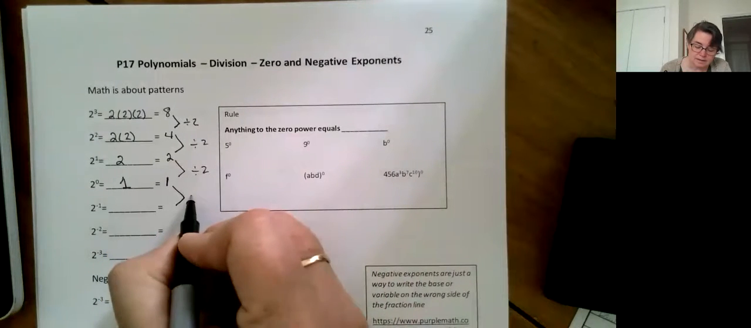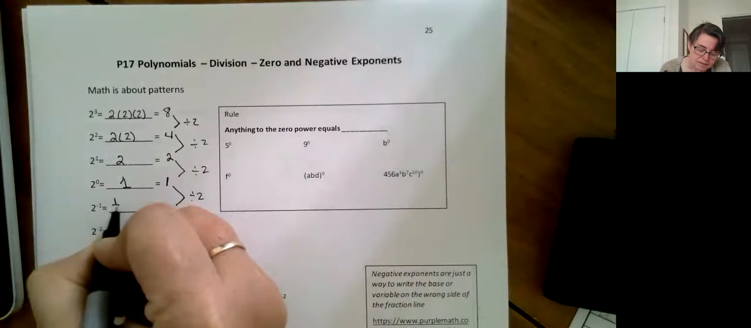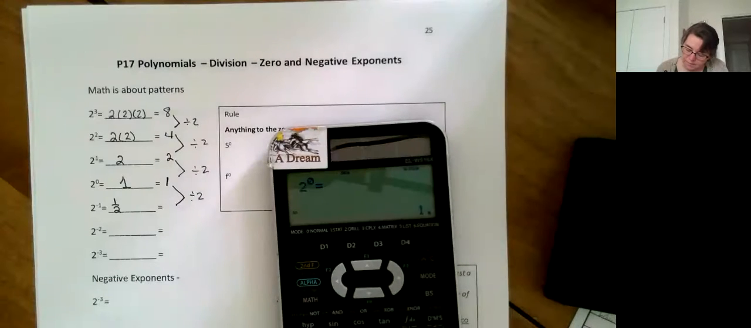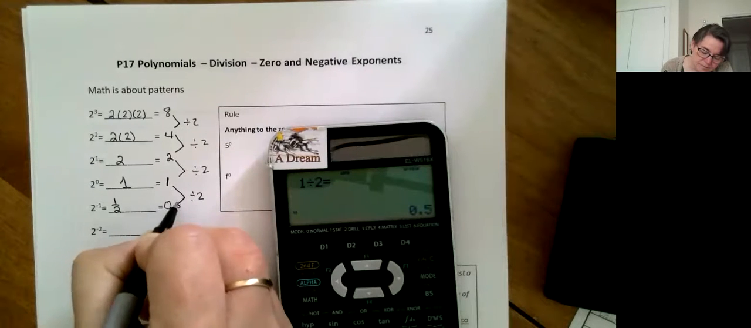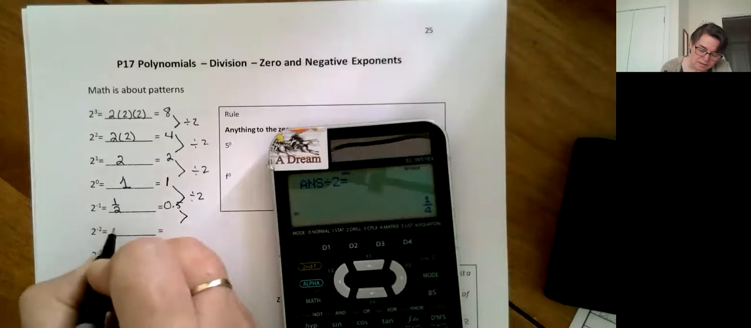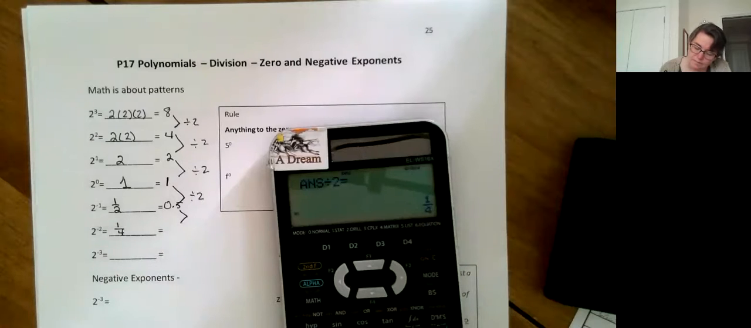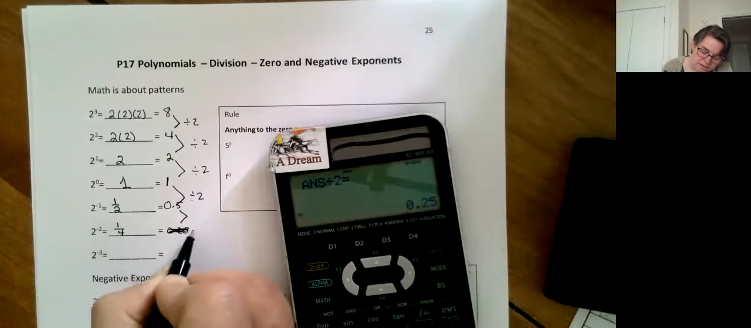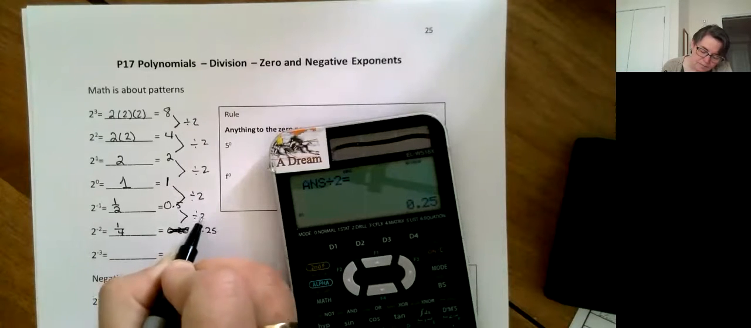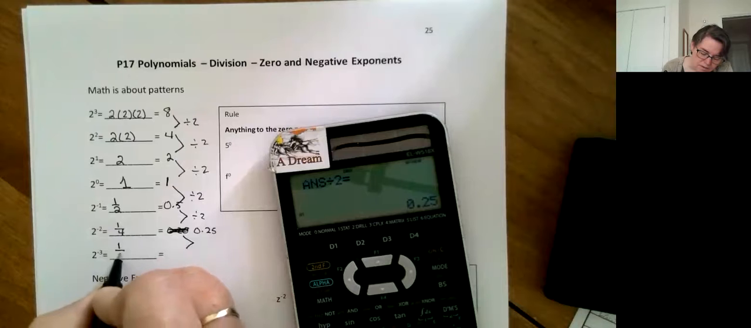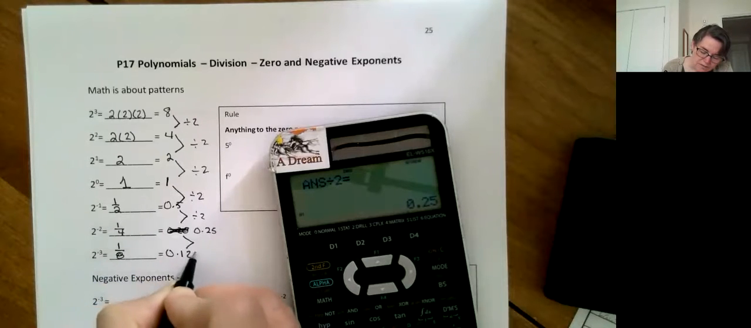So then if I take 1 and divide it by 2, I'm going to write this as a fraction because it's going to make more sense. And if you go back to the calculator, 1 divided by 2 is going to give you a half, or 0.5. Let's do it again. Divide by 2. Well, that says it's 1 over 4, or 0.25. Can you guess? Divide again. Maybe 1 over 8, or 0.125.